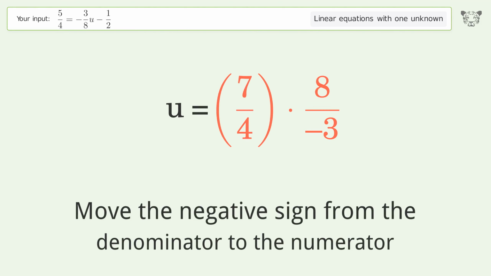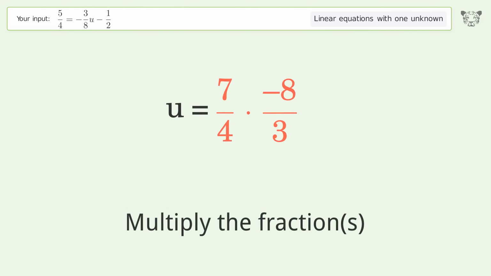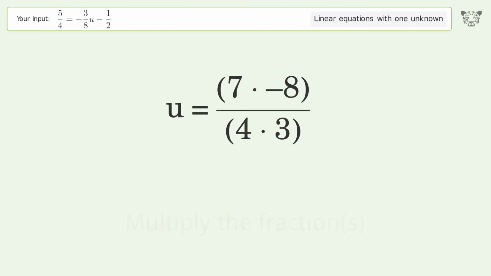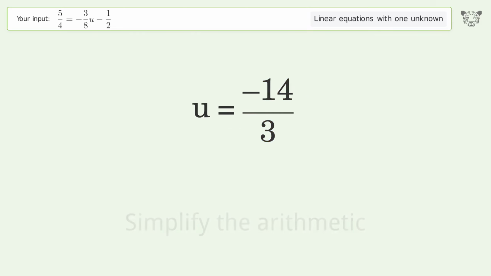Move the negative sign from the denominator to the numerator. Multiply the fractions. Simplify the arithmetic. And so the final result is u equals -14/3.